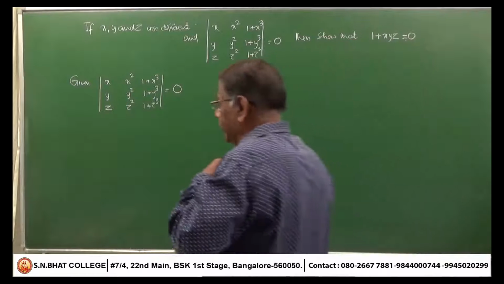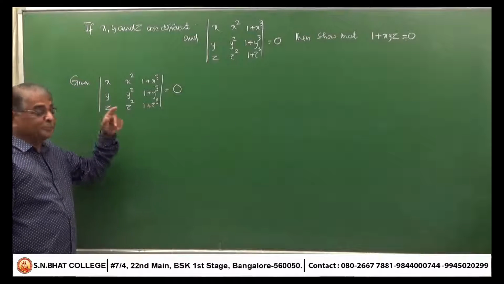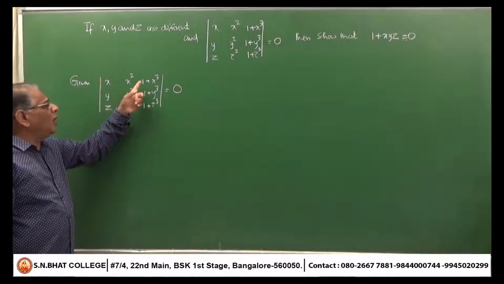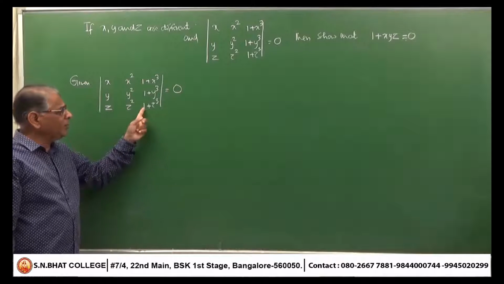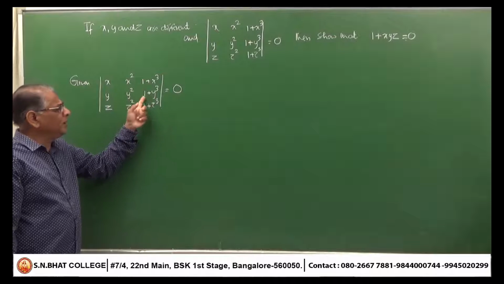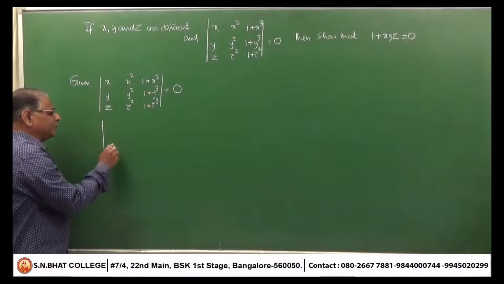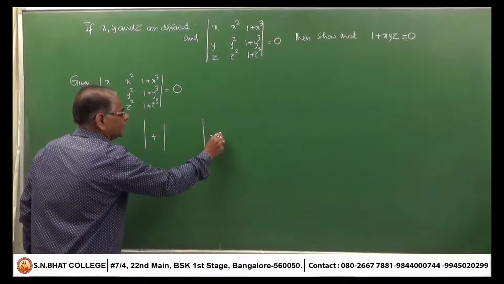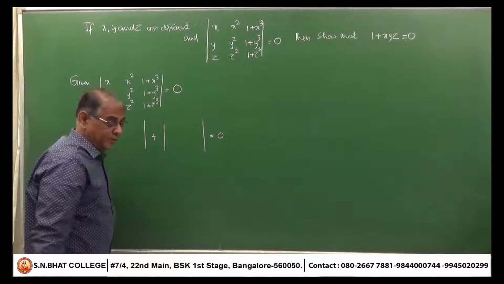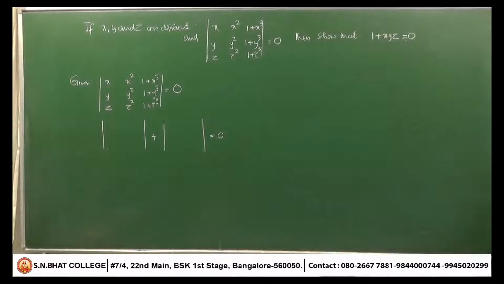See, one of the properties of determinant is, if any row or any column is a sum of two terms, then the determinant can be expressed as a sum of two determinants.